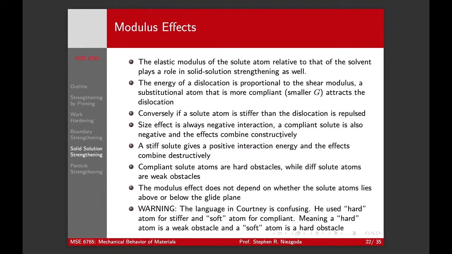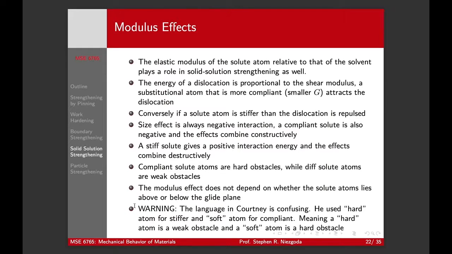So size effect is always a negative interaction. If I have a compliant solute atom, it's also negative, and the effects combine constructively, right? So smaller, more compliant atoms will give you a large strengthening effect, right? A stiff solute atom gives you a positive interaction, and so it combines destructively, right? So compliant solute atoms end up being hard obstacles. Stiff solute atoms end up being weak obstacles, right? And the modulus effect does not depend on whether the solute atom lies above or below the glide plane.